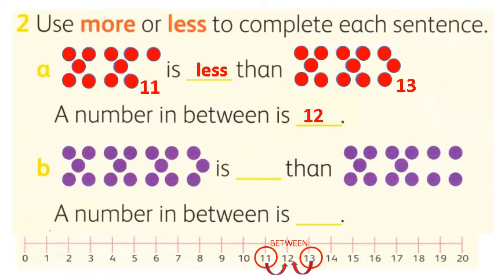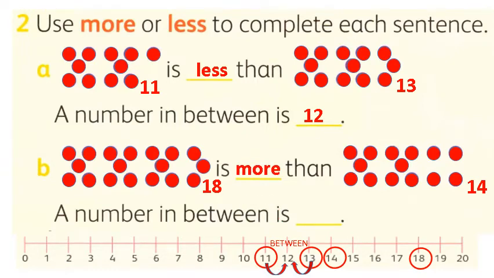B. Let's count. 5, 10, 15, 16, 17, 18 is more or less than 5, 10, 11, 12, 13, 14. 18 is more or less than 14. Yes, that's right. It's more. 18 is more than 14.